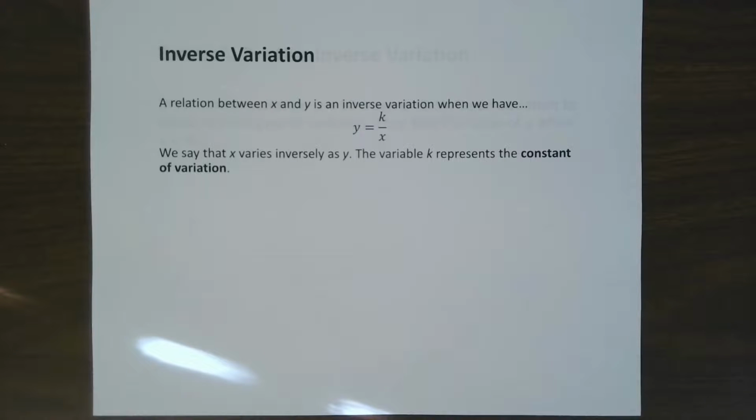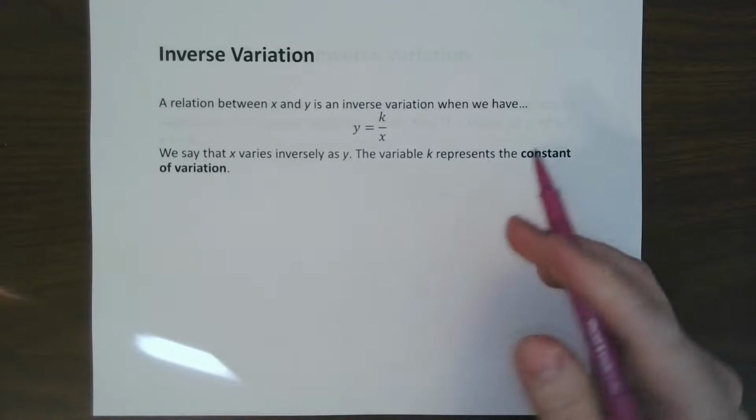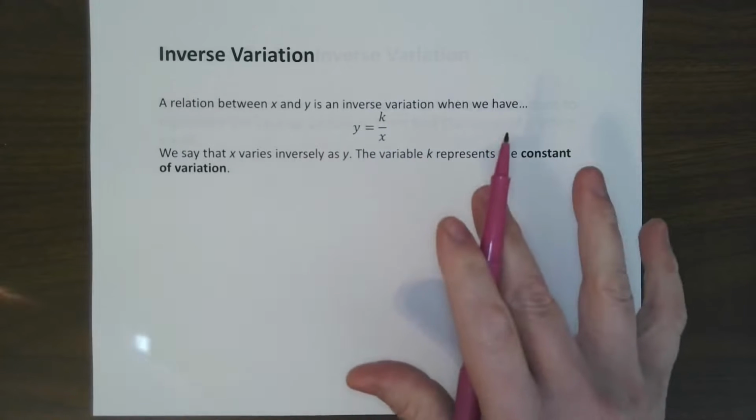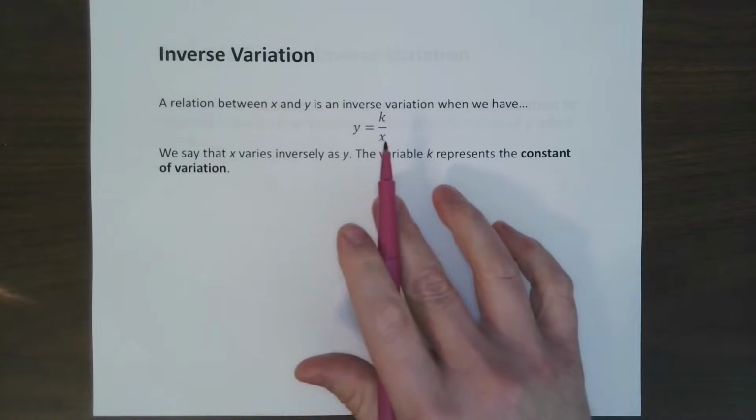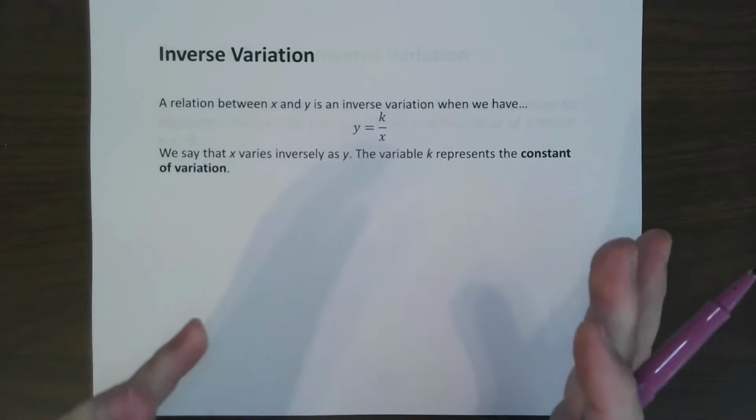So by definition, inverse variation is y equals some constant divided by x. And the way we say this is y varies inversely as x. So if you notice, as x gets really, really big, y gets really, really small. And if x gets really, really small, then y gets really, really big. They go in opposite directions.